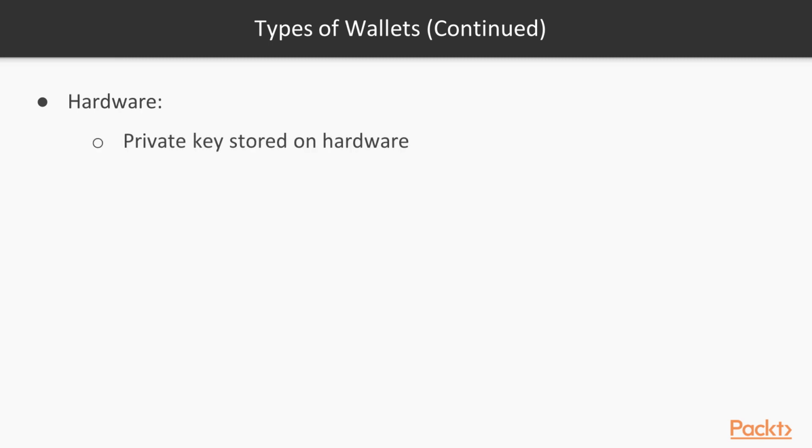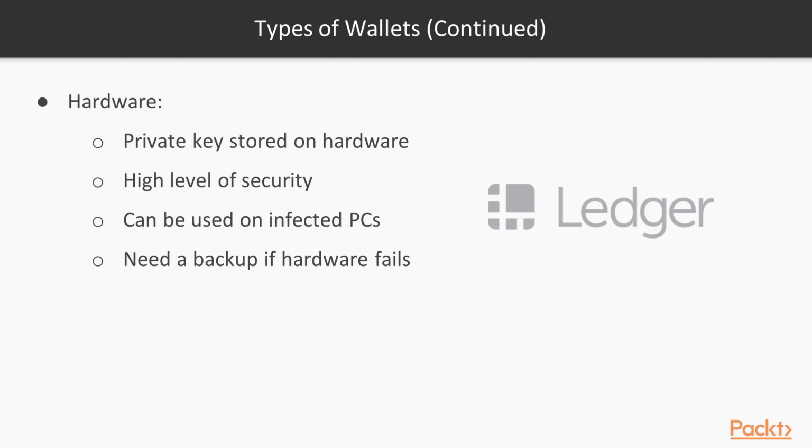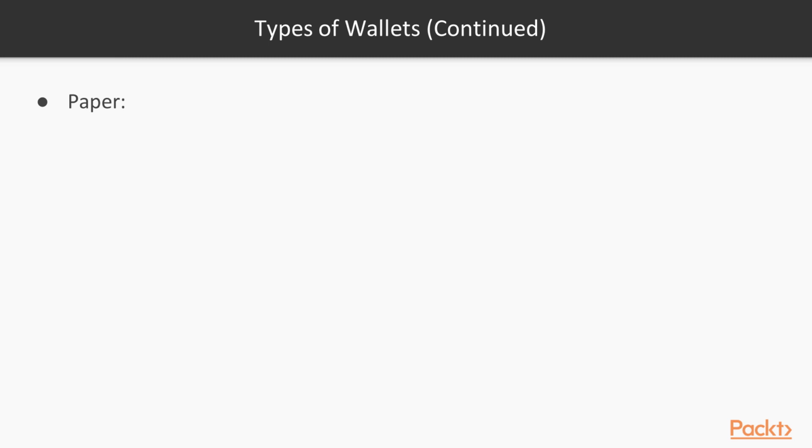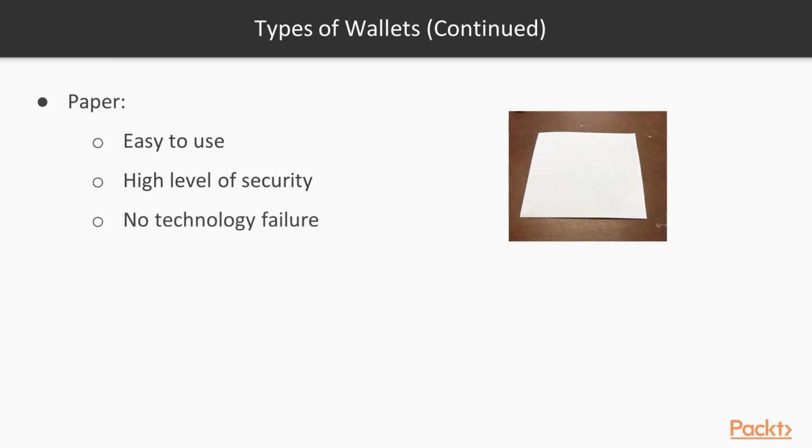Hardware wallets store the private key on the hardware itself, and they have a very high level of security. So high, in fact, that you can even use a hardware wallet on infected PCs. Now, you still need a backup in case that hardware fails. The Ledger Nano S is one example of a hardware wallet. And finally, we have paper wallets. They're really easy to use, and they have a high level of security because there's no technology to fail. And for an example, well, it really is just a piece of paper. I'll show you how that works in just a minute.